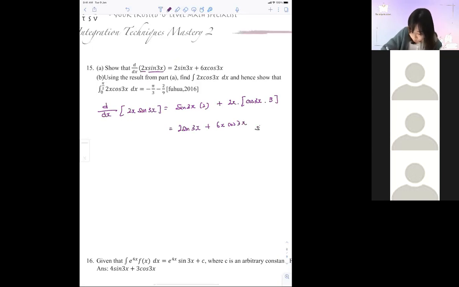They ask you to show. Shown. Okay, so differentiate, then integrate. You guys know this by now. You can write your reverse. Integrate this, give you this. So integrate 2 sine 3x plus 6x cosine 3x is equals to 2x sine 3x. This is my clue. I play with my clue.